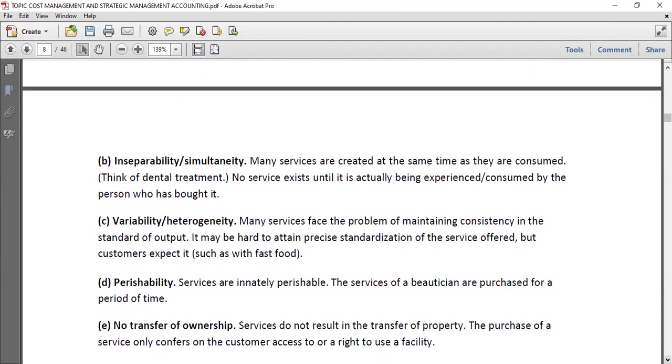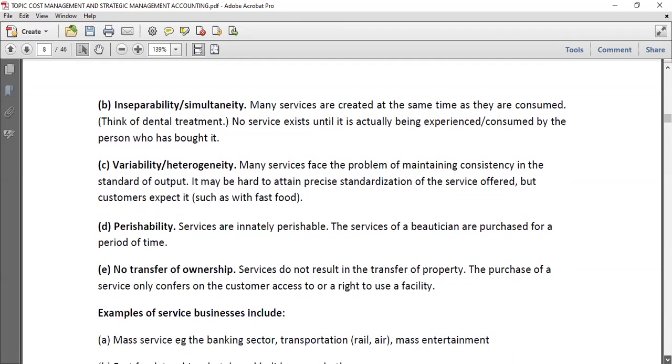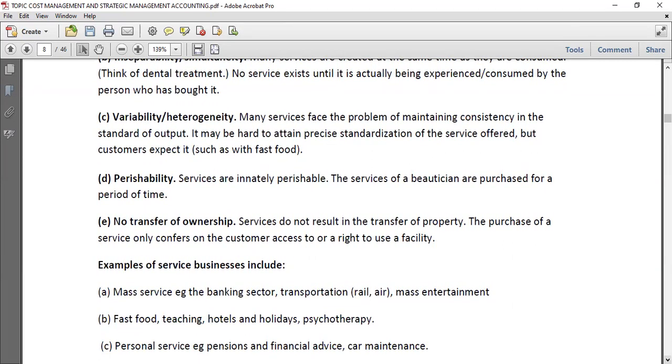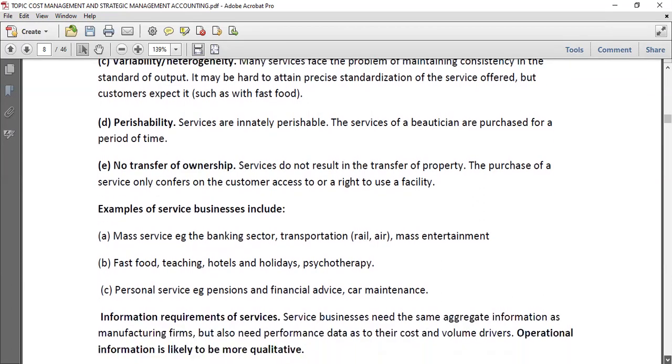And then the other is variability or heterogeneity, which means that there is no standardization. The way I'm running this class may not be the way I've run this class before, because there are different dynamics. We are studying at different times and from different perspectives. So that happens with the service. Then the other is perishability, that these services, in most cases, perish immediately. After this class, the service is done. It's not like a product that you go with. And then the transfer of ownership, the same thing also happens. With services, we cannot transfer property.